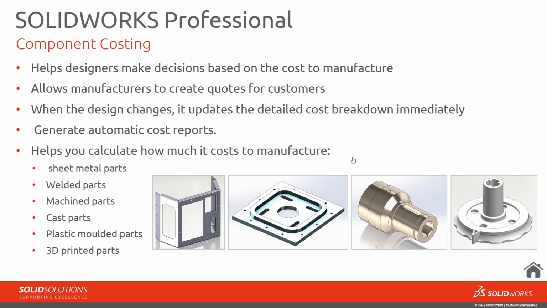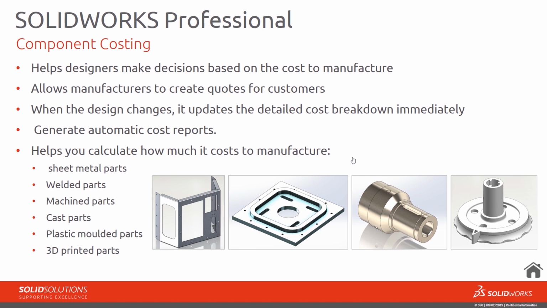So sheet metal parts, machined parts, welded parts, 3D printed parts, plastic molded parts, also cast parts as well. So any part that you might use a lot of, or you might be creating a lot of, then we can use this functionality to basically create us a rough cost. What's nice is that if you change the design as well, then that cost breakdown will automatically change real time to give you the new costs involved, or if you change materials or something like that.